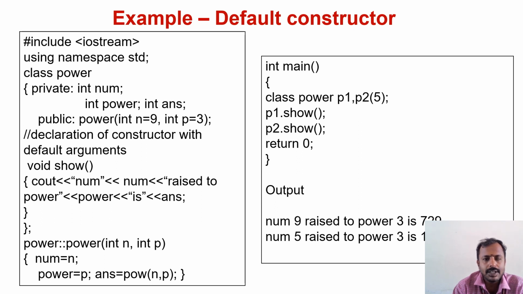The value 5 will be assigned to the first parameter, n is equal to 5. And for the value of p, it will take the default value. The default value we initialized was 3. So the second argument 3 will be assigned to num. In case you are not passing any arguments, then it will have the value of n is equal to 9 and p is equal to 3.